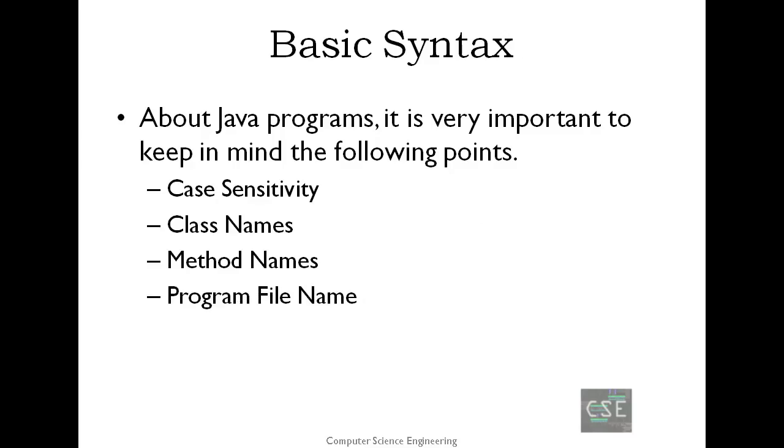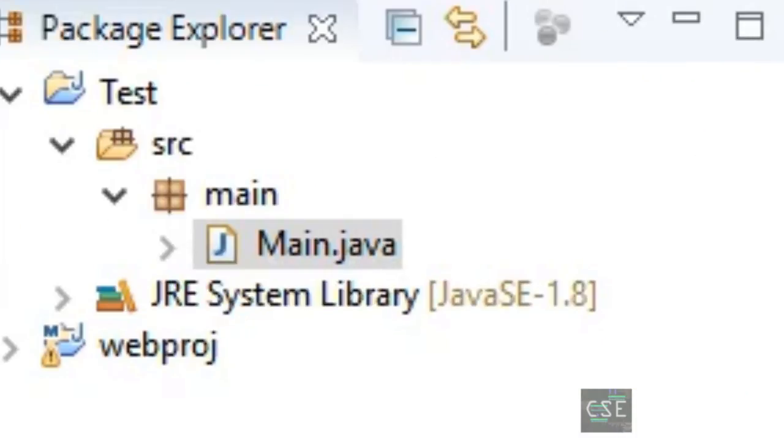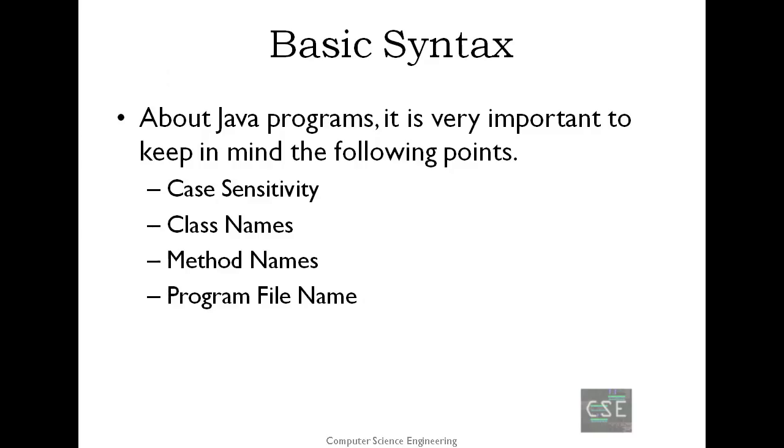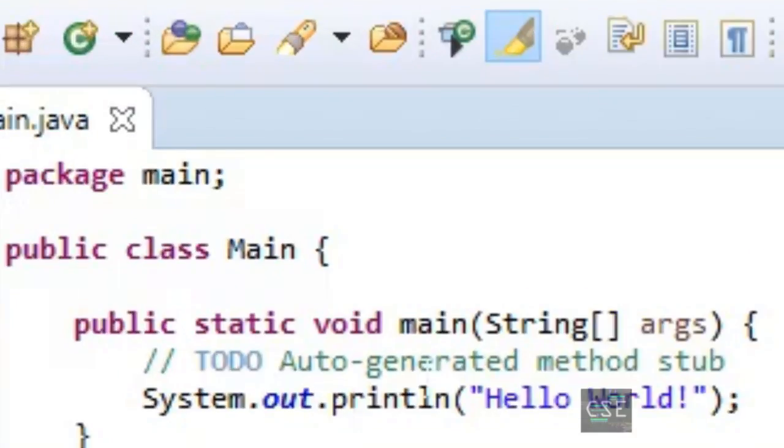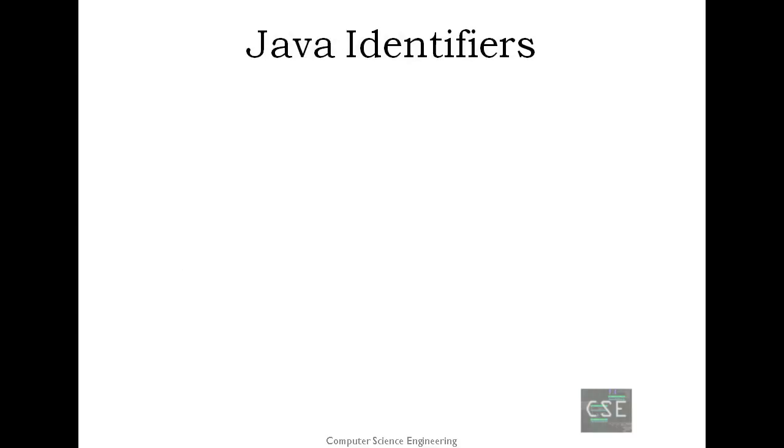Program file name. The name of the program file should exactly match the class name, the one I mentioned earlier. When saving the file, you should save it using the class name. So remember that Java is case sensitive. If the file name and the class name do not match, your program will not compile. Public static void main. Java program processing starts from the main method, which is a mandatory part of every Java program.